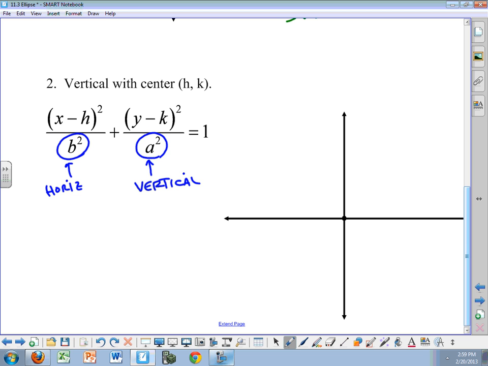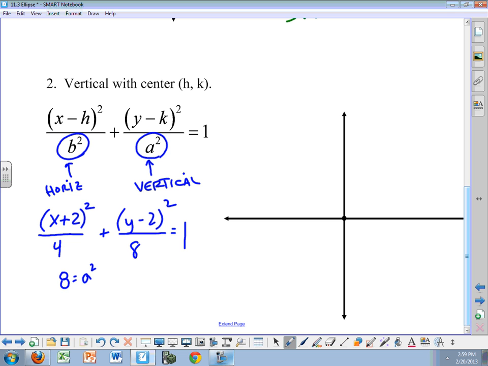So as an example for this one, we might have (x plus 2) quantity squared over something like 4, and then (y minus 2) squared over, say, just something like 8. And that tells me then that if 8 is equal to a squared, then a is 2 radical 2. And if b squared is equal to 4, then b is equal to 2. So we know then that we can graph this based on that information.